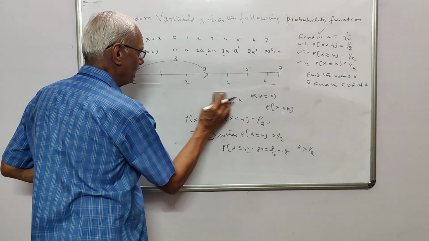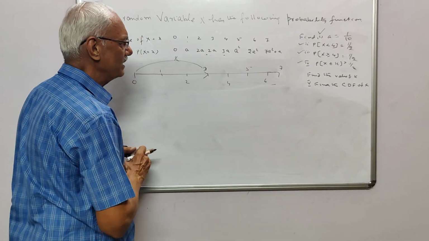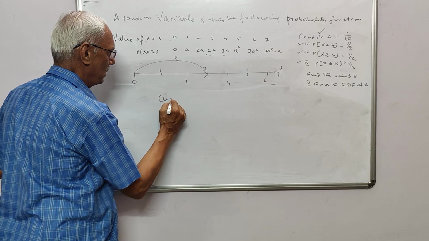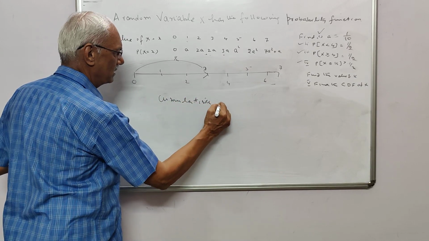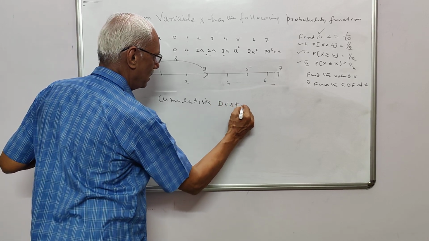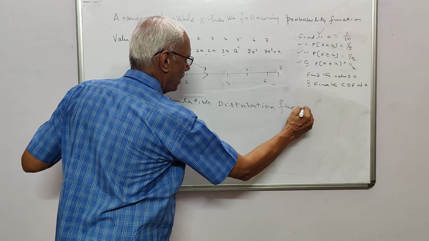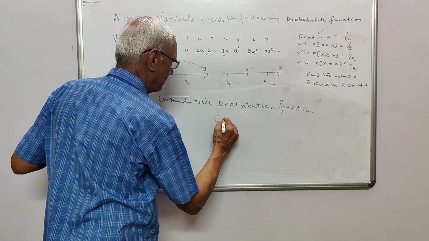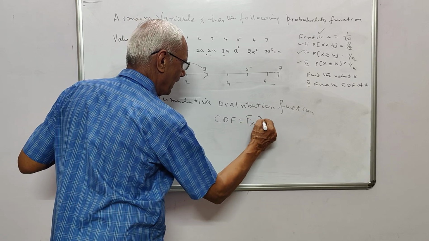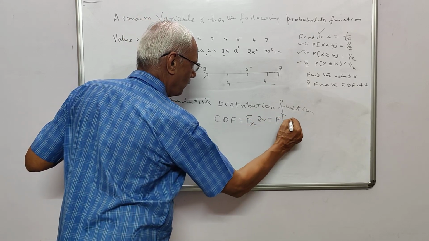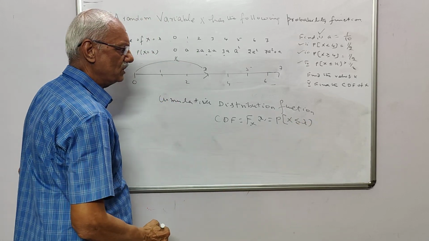Now you see that we can find the cumulative probability, that is the cumulative distribution function. This is called CDF. CDF is defined as Fx of x, which is equal to P of x less than or equal to x. So this is the definition of this.